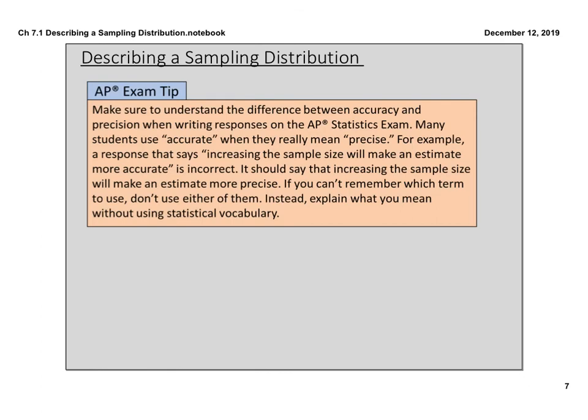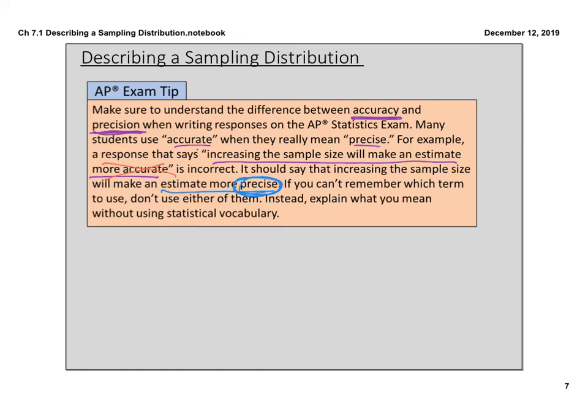So one tip for the AP exam, it says make sure to understand the difference between accuracy and precision. It's confusing because those 2 words are very, very close. If you look up their definitions in the dictionary, they'd be very, very close to each other. So what they say is many students use accurate when they really mean precise. For example, a response says, increasing the sample size will make an estimate more accurate. That is not correct, okay? That's a no-no. Increasing the sample size will not make it more accurate. What it should say is increasing the sample size will make an estimate more precise.